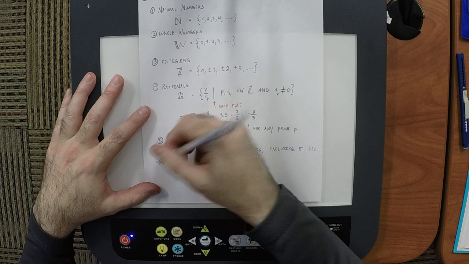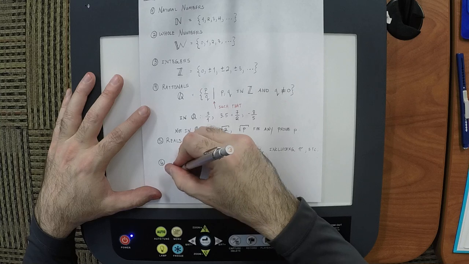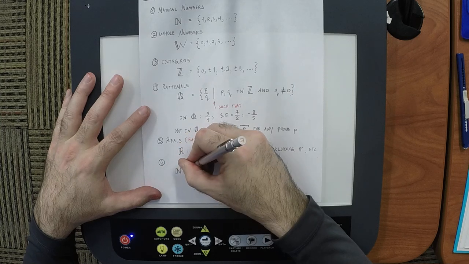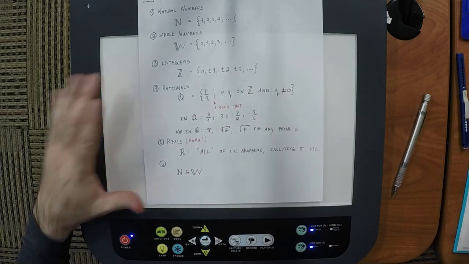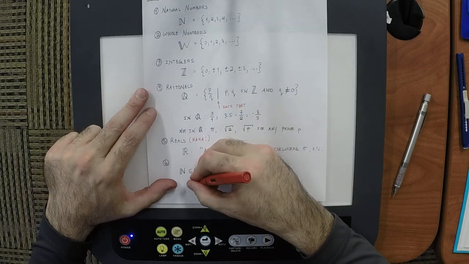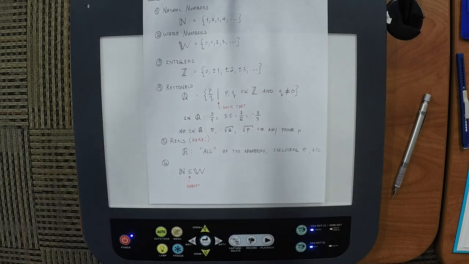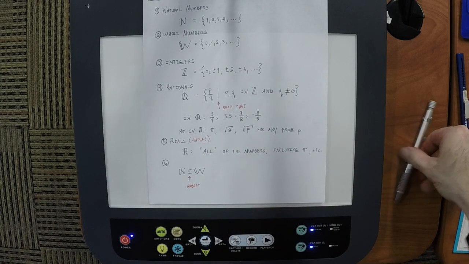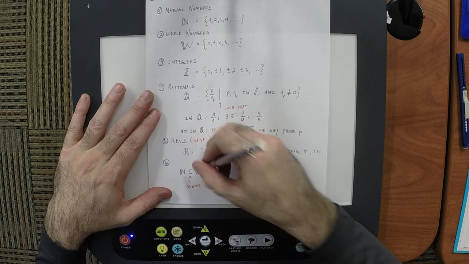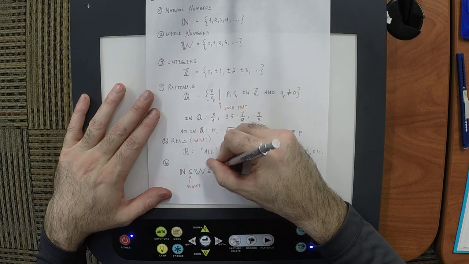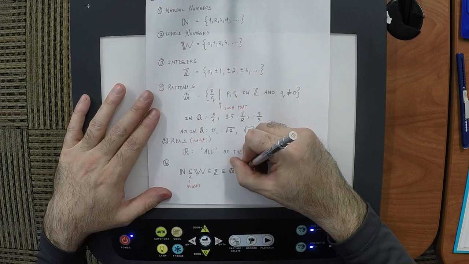Six. So I want you to observe the thing that we've been saying all along, and that is that the naturals are a subset of the whole numbers. So this symbol means subset. That is to say that every natural is a whole number. But the inclusion goes all the way down. That is to say that every natural is a whole number, every whole number is an integer, every integer is a rational, and every rational is a real.